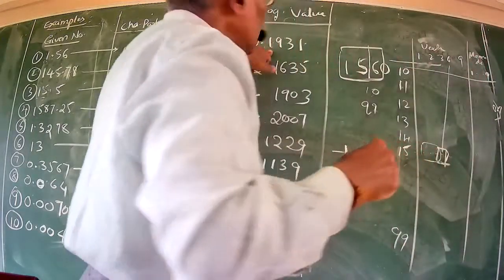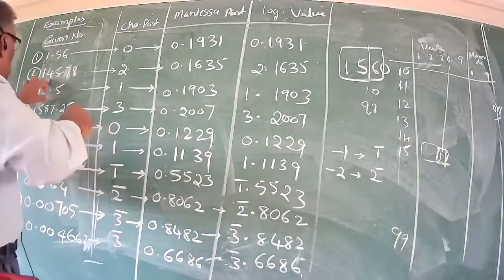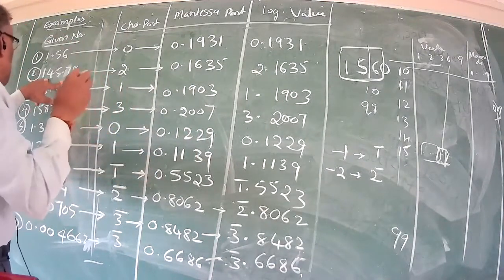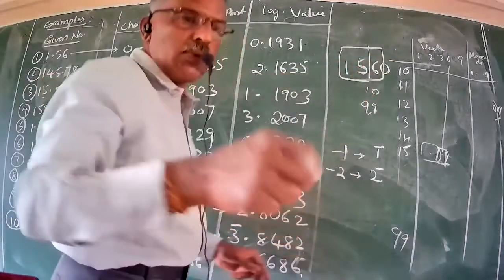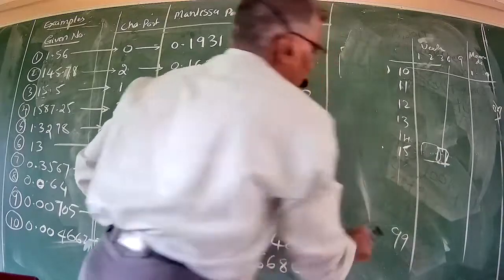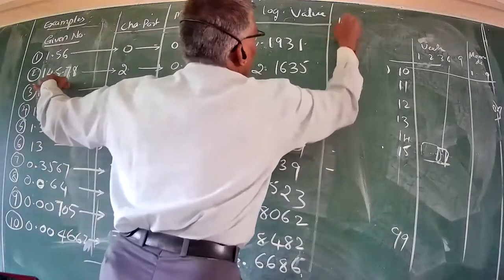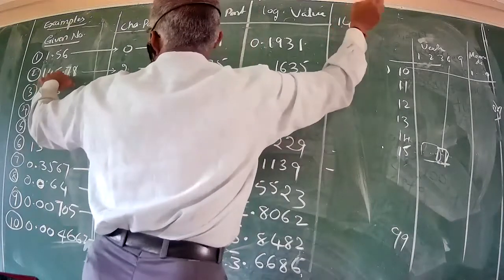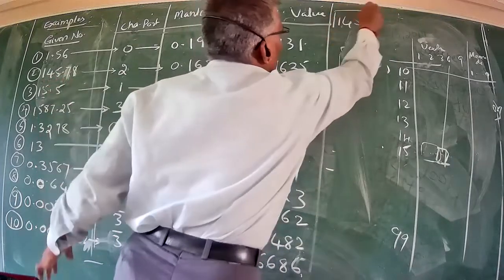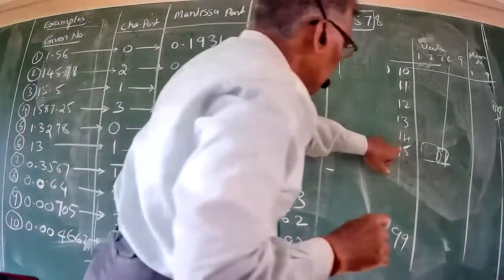That is 0.1931. Here again 4 digits are there, and 5 is there, but it will consider only 4 digits. Logarithm. Our value is 145.78. So it considers only these 4 digits. Ignore this decimal point.